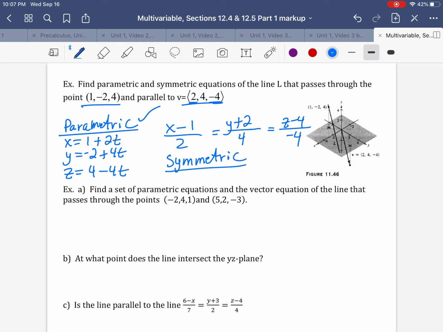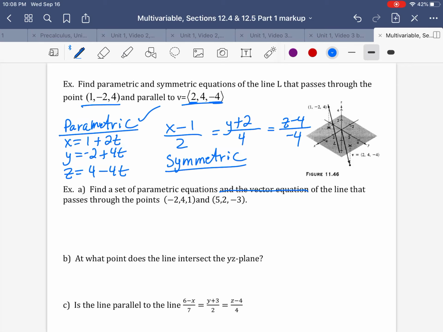Okay? All right. So this next example: find a set of parametric equations and the vector equation of the line that, so cross that off. Just parametric equations of the line that passes through these points. This is where things get a little bit annoying, especially when I have to grade your papers, because it doesn't say which point you have to use. So you could use negative 2, 4, 1 or 5, 2, negative 3 for your x1, y1, z1. But you do have to be able to get the direction.